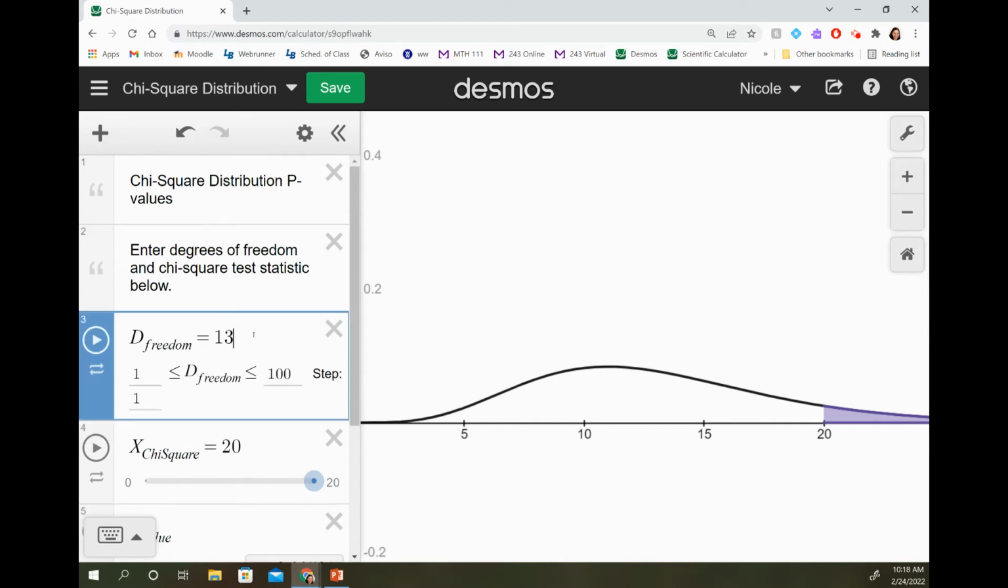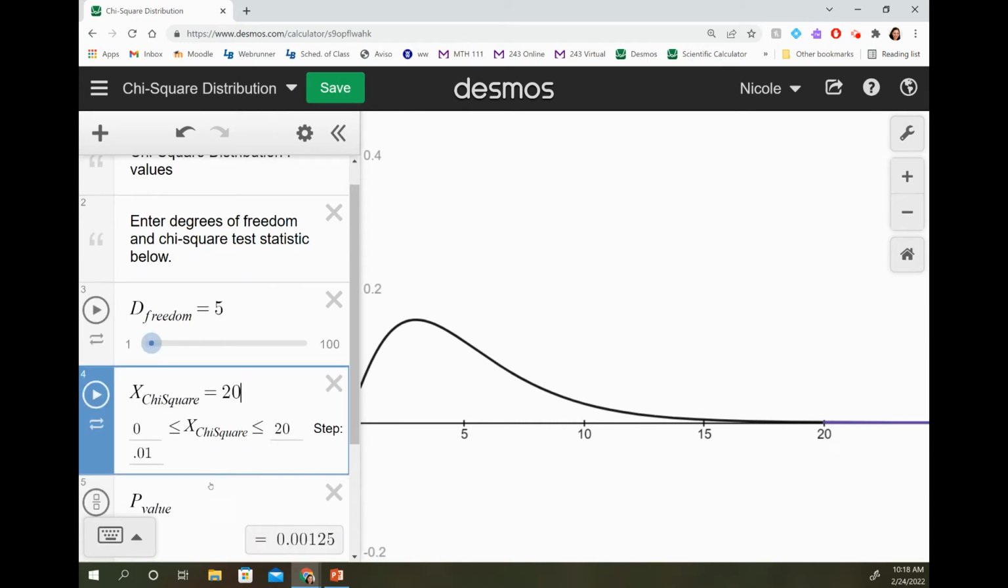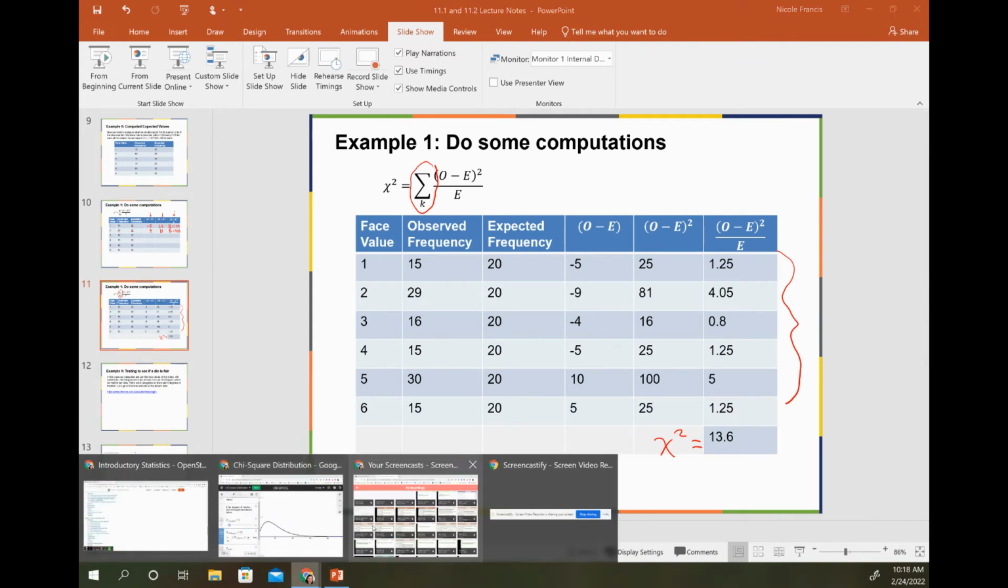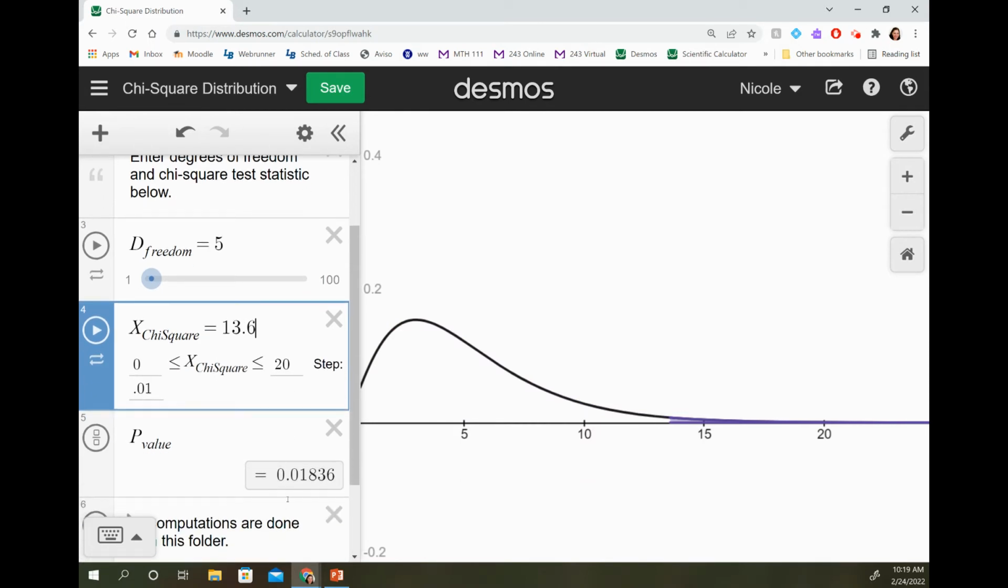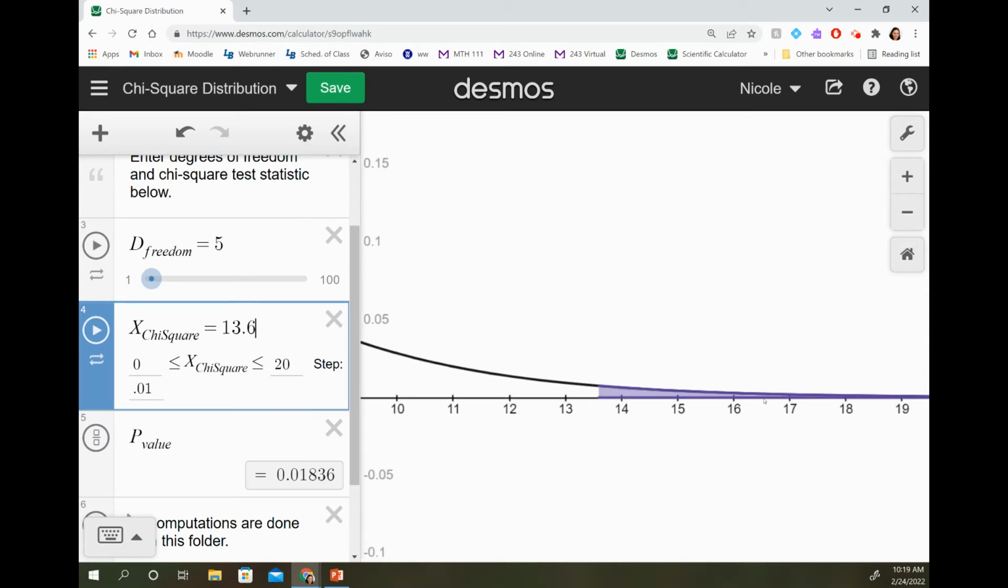All right. So what was our degrees of freedom? Remember, that was the number of categories minus 1. So in this case, it's going to be 5. And what was the value of our test statistic? 13.6. So we put in 13.6 for our test statistic value, and we get a p-value of 0.01836. If you zoom in, you can actually see there's our 13.6, and there's the area under the chi-square curve that is bigger than that. That area is equal to the p-value, which is 0.01836.